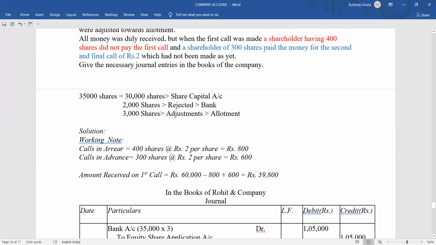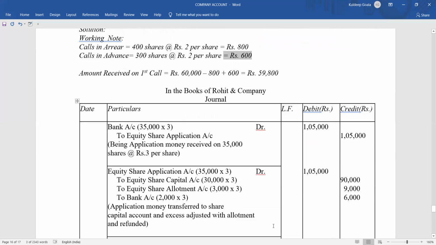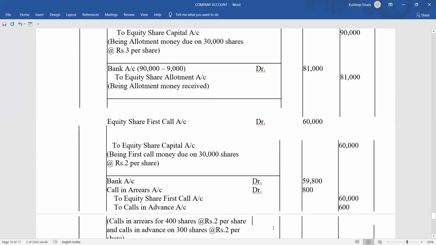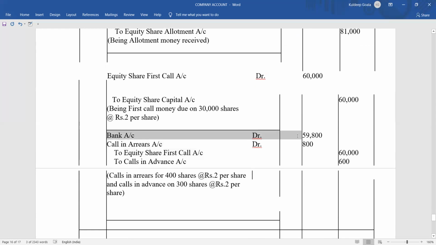Then calls in arrear is there, so calls in arrear account debit 800 rupees. Clear? To equity share first call account 60,000, and to calls in advance account 600 rupees. Let's take it out, it is coming up here. Bank account debit 59,800 rupees. Calls in arrear account debit 800 rupees. To equity share first call account 60,000. To calls in advance account 600 rupees. Clear?